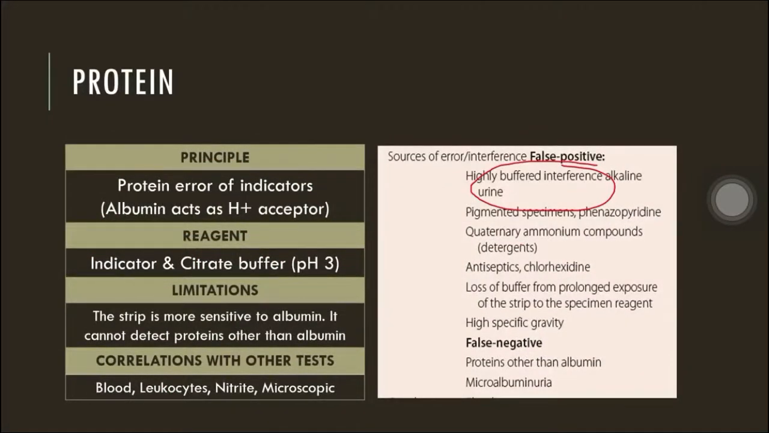So, aside from that, false positive may also be the result if there are highly pigmented specimens, okay, by ingestion of, or rather medications by using phenazopyridine. Okay, masyado kasi pigmented urine kapag may phenazopyridine. Quaternary ammonia compounds or detergents, antiseptics, chlorhexidine, loss of buffer, okay, high specific gravity, proteins other than albumin, ito naman, false negative, or microalbuminuria. So of course, negative for microalbuminuria because microalbuminuria is basically lower amounts of albumin in the urine. Okay, since bababa yung, hindi niya ma-reach yung sensitivity no protein pad.